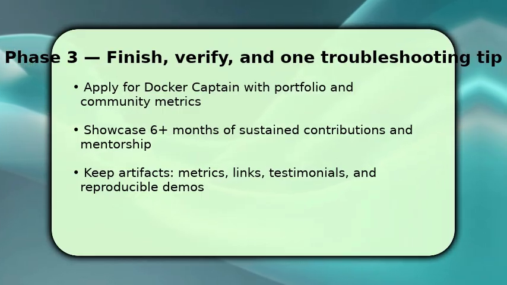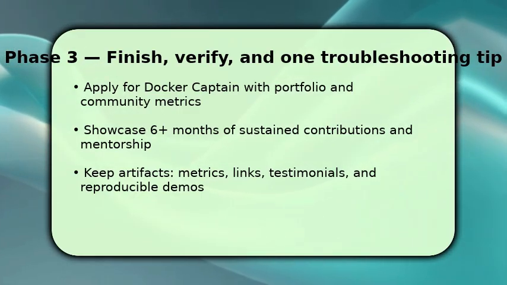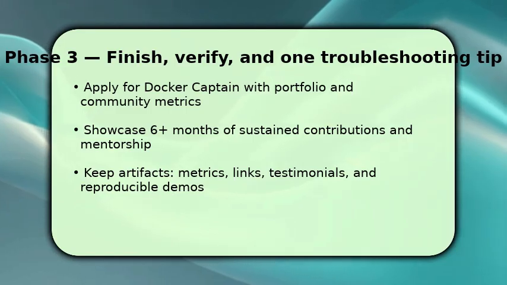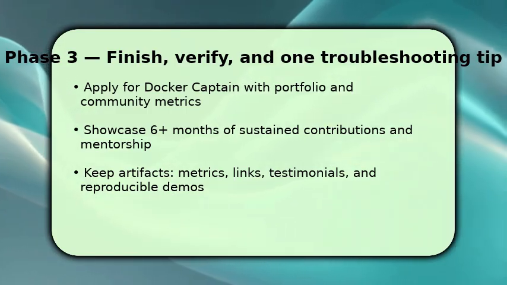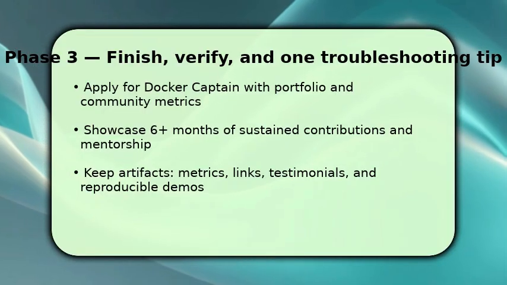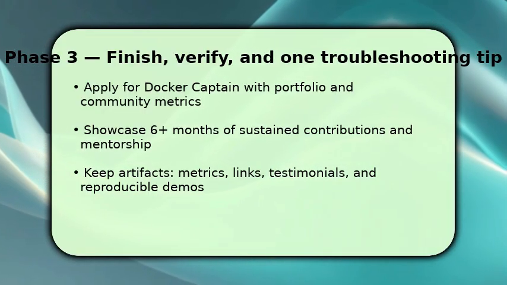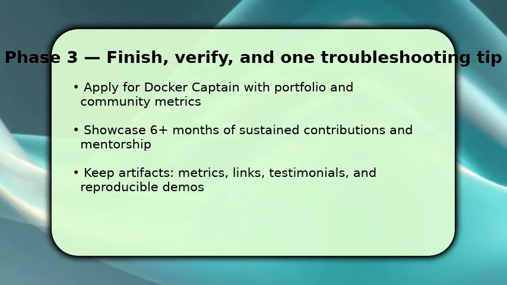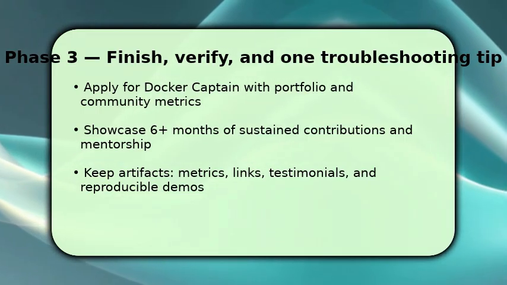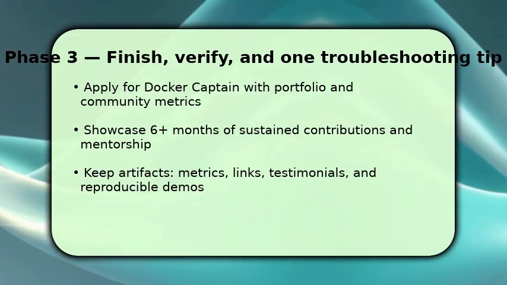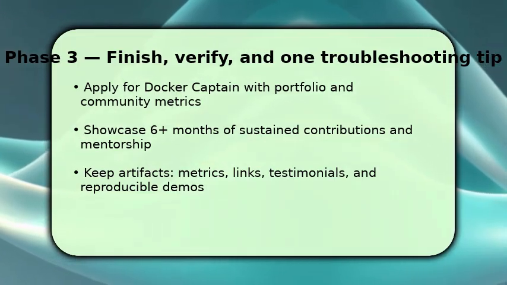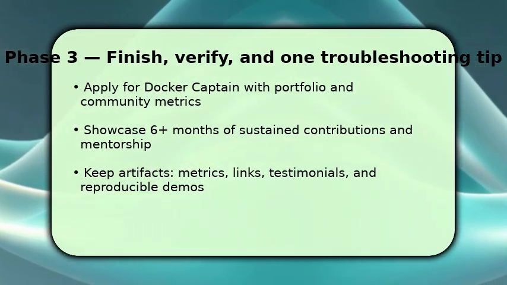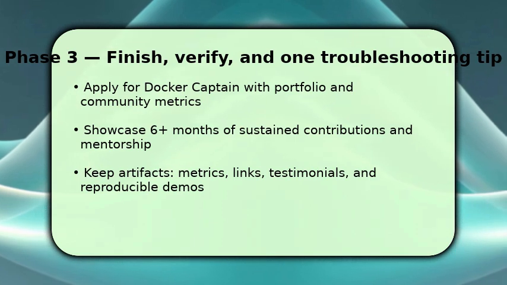Once submitted, maintain activity, keep responding to issues and publishing demos. If reviewers ask questions, provide reproducible steps and updated artifacts quickly. This demonstrates reliability. Troubleshooting tip: if your application stalls, audit your public repos for stale CI or failing builds. Fix them and notify reviewers. Showing responsiveness often resolves perceived gaps and moves the process forward.